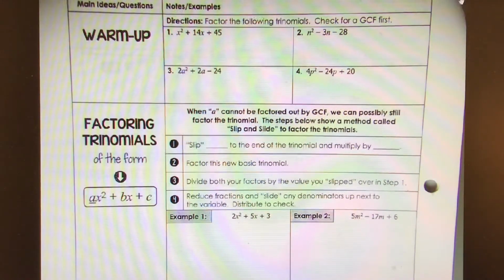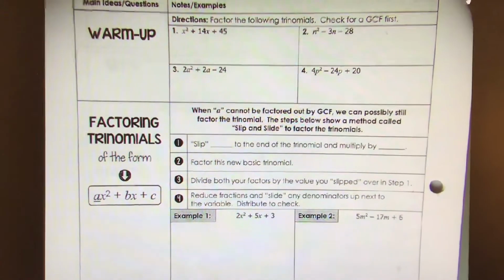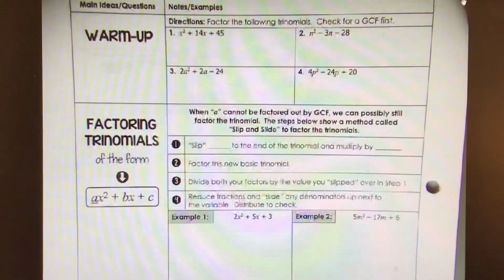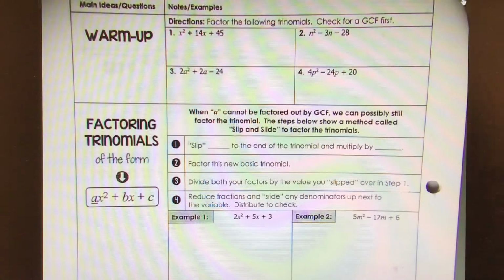Good morning. We are on lesson, I will scroll up, factoring trinomials, which is lesson 8. And this is different from lesson 7.